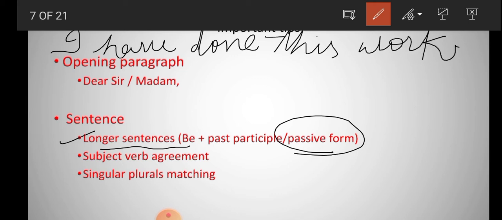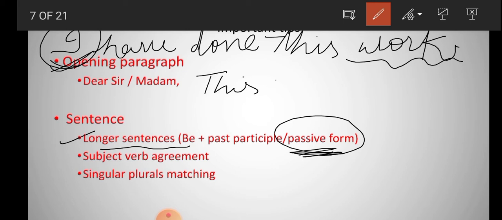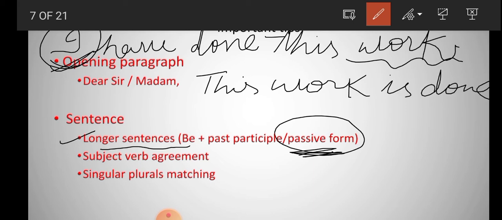Now this is an example of a simple sentence, and in this sentence I am giving importance to myself, that I am the person who completed this work. The work here is not that important, the person is important. I want to say that I am the person who did this work, so I'm giving importance to myself. But in the passive form, I will say this work is done by me.